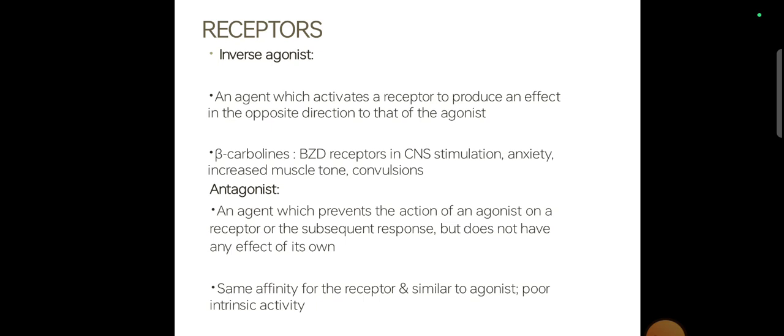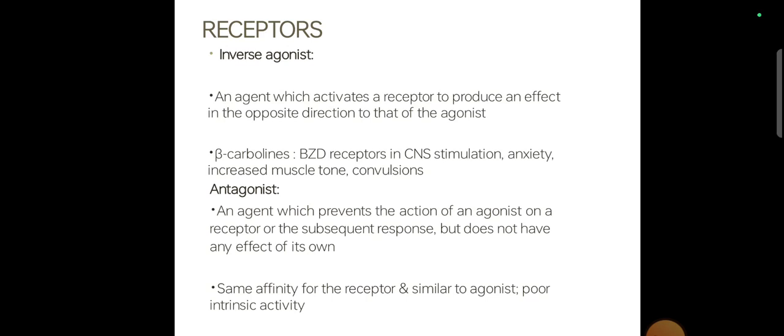Inverse agonist: an agent which activates a receptor to produce an effect in the opposite direction to that of the agonist. For example, beta-carbolines on benzodiazepine receptors cause central nervous system stimulation, anxiety, increased muscle tone and convulsions.